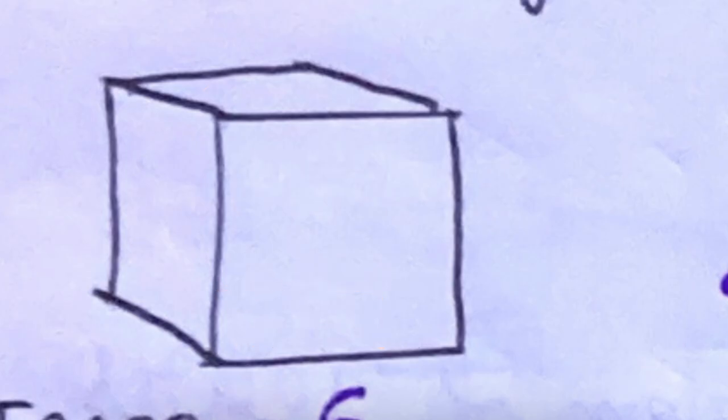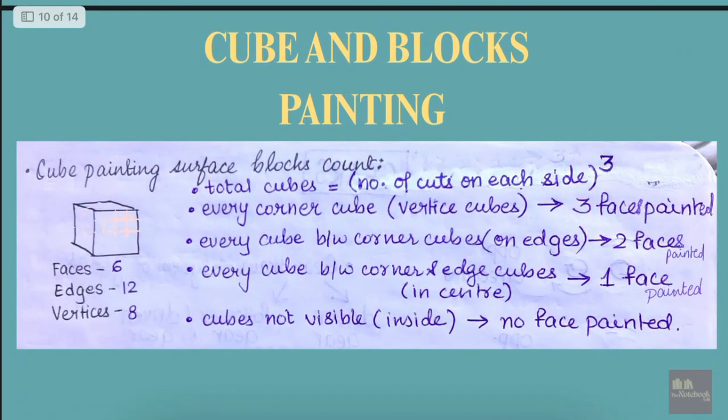Now for example, if I've cut something like this and this, then it will be 1, 2, 1, 2. So 2 into 2 into 2, it will be 8. So I will get 8 smaller cubes. Like that, it can be for 4 as well. Wait, I'll show you. 1, 2, 3, 4, 1, 2, 3, 4. So basically 4 to the power 3, 4 cubed.